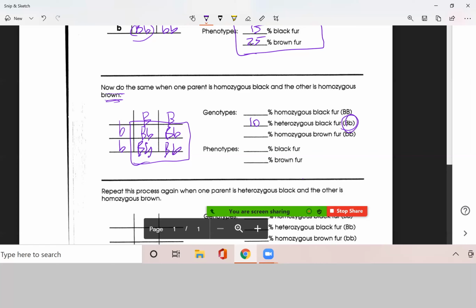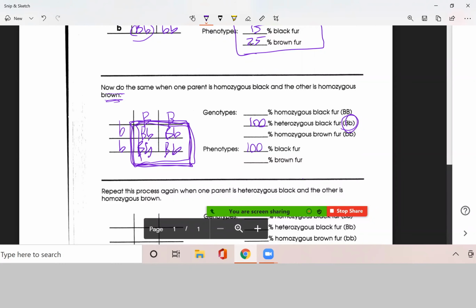So I'm going to put 100% right here, right? Now I have to say, what do they look like with my eyes? What is their phenotype? If I look at them, what do they look like? Well, wait. Yes, they're all black, 100% black.